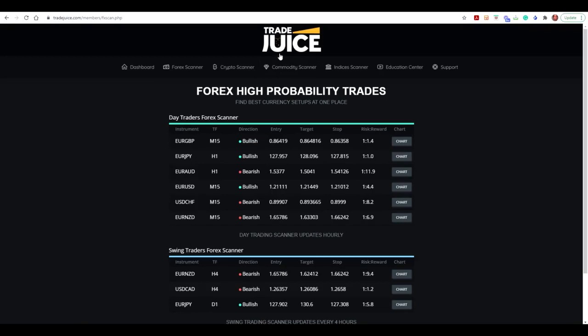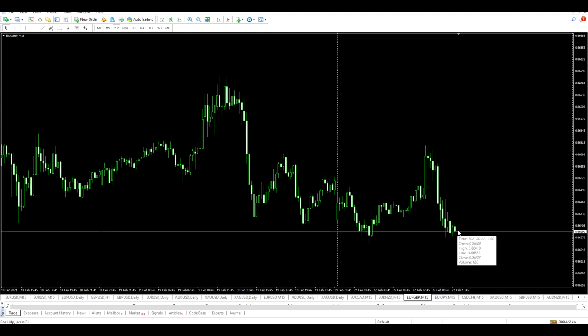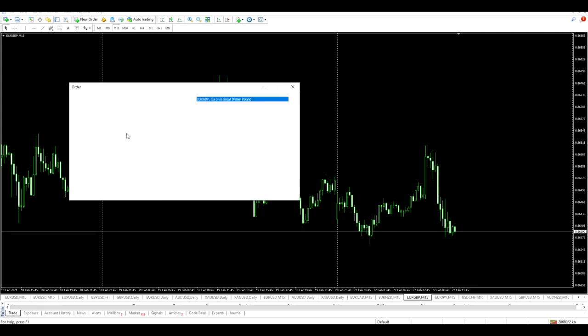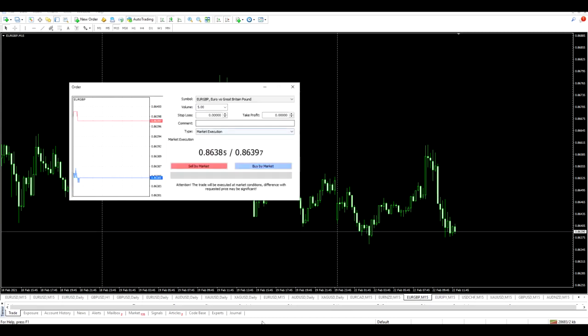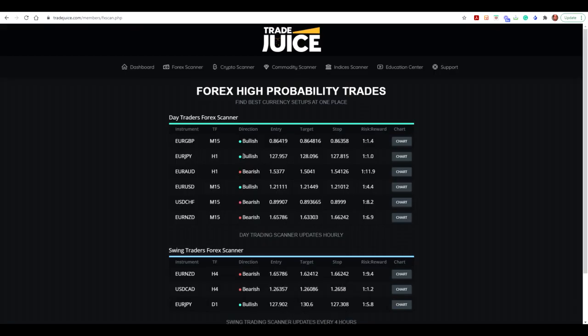Hi guys, I'm on the Tradejuice platform, and I see a whole bunch of high probability trades, and I'm going to have a look at entering one now, the Euro Pound on a 15-minute. I'm going bullish. I've got my entry, target and stop levels, and if I look at the chart right now, you can see this is where price is. So I do want to set up a new bullish order, so I'm going to buy, and all I need to do now is have a look at where my entry would be, which is that.